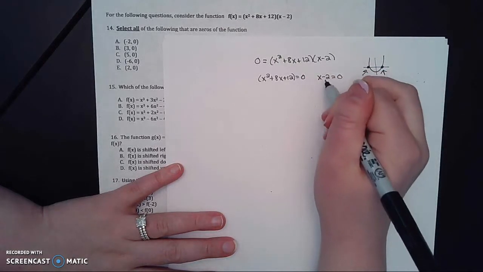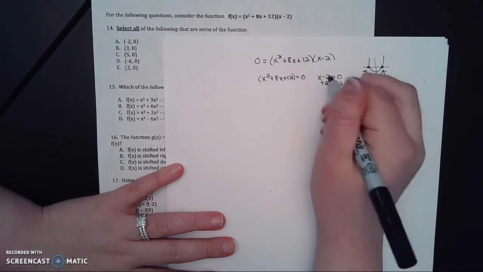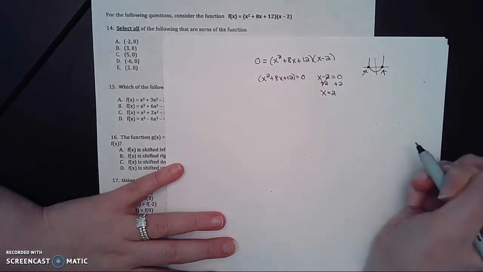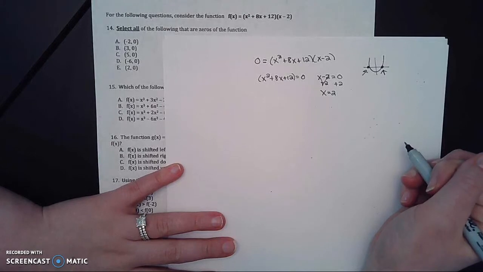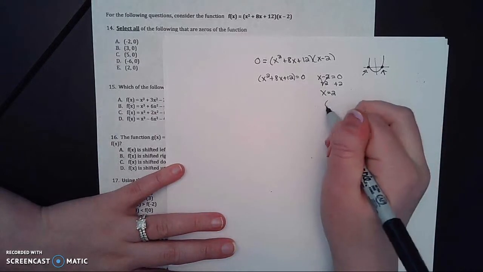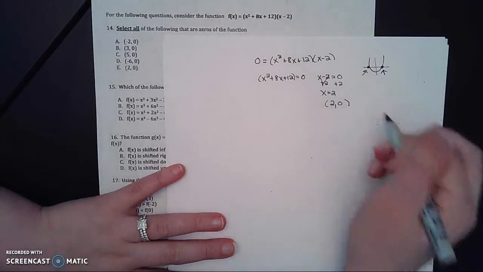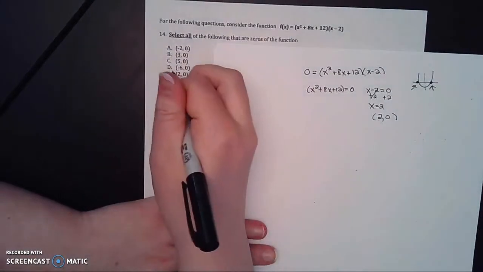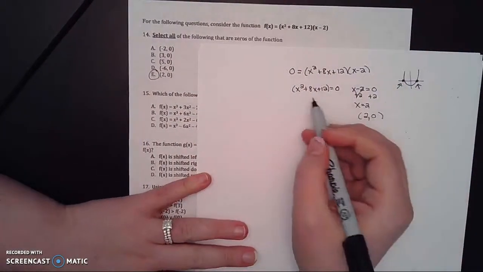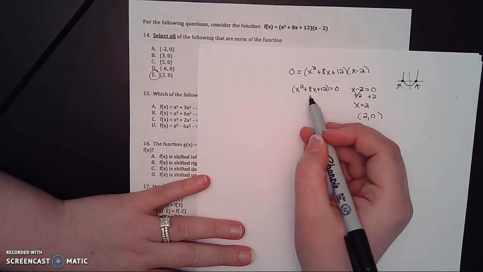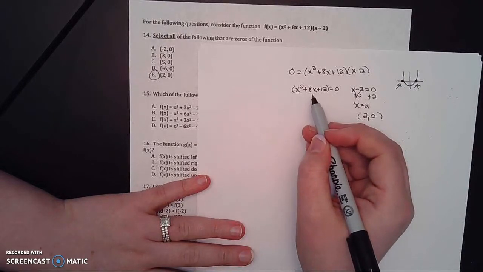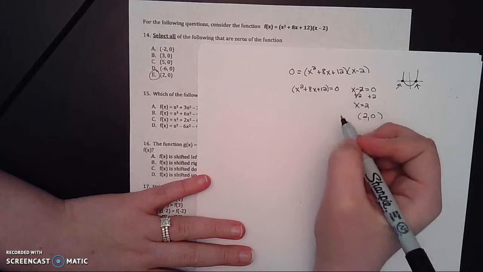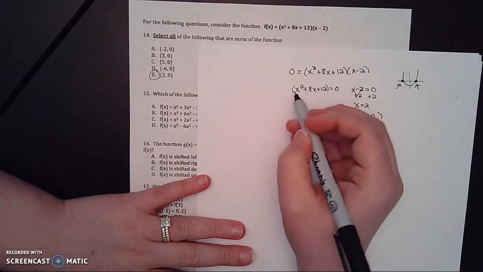This one's easy to solve. I just add 2 to the other side. X equals 2. Since it's a solution, it is an x-intercept, so it's going to be 2, 0, which is E. So I circle E. This one, you can do it two ways. You can use your quadratic formula, or you can just factor. I'm just going to factor it because it's an easy one to factor.